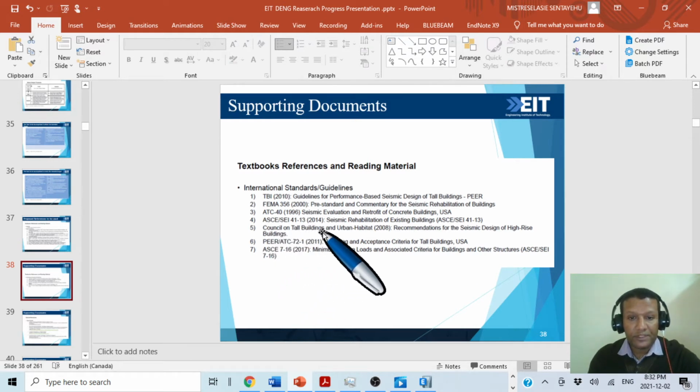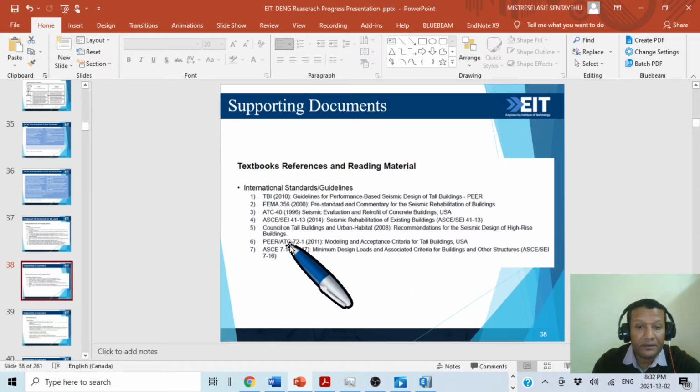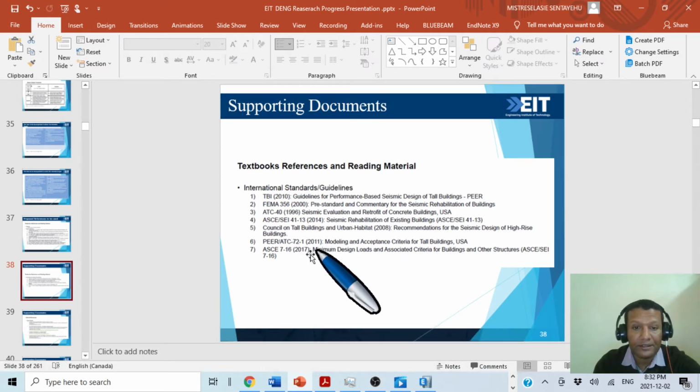Council on Tall Buildings and Urban Habitat, recommendations for seismic design of high-rise buildings are also there. PEER, as I showed you here, the PEER website, ATC 72 modeling, ASCE 7-16. There is 17 also, as I told you. This is 13, this is 16, 7-16.